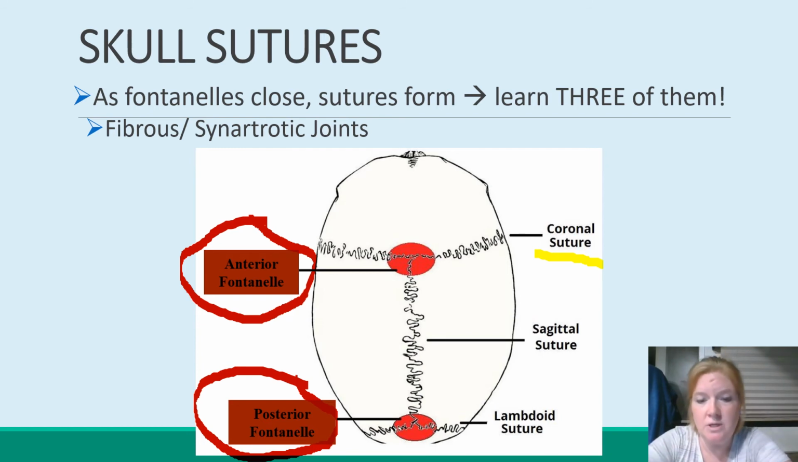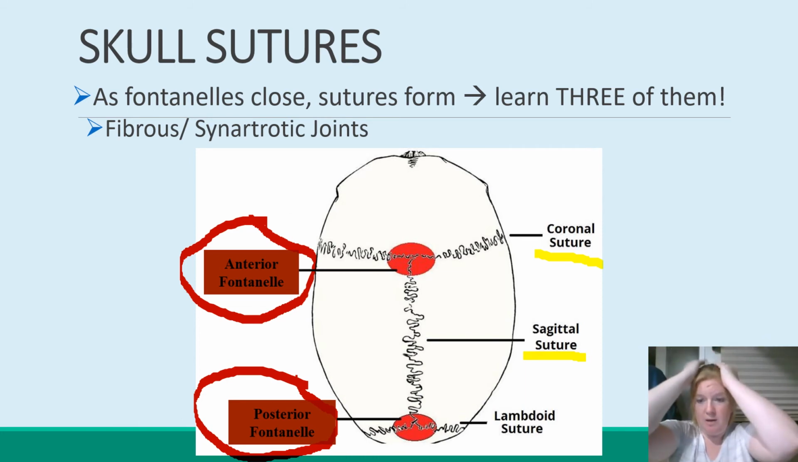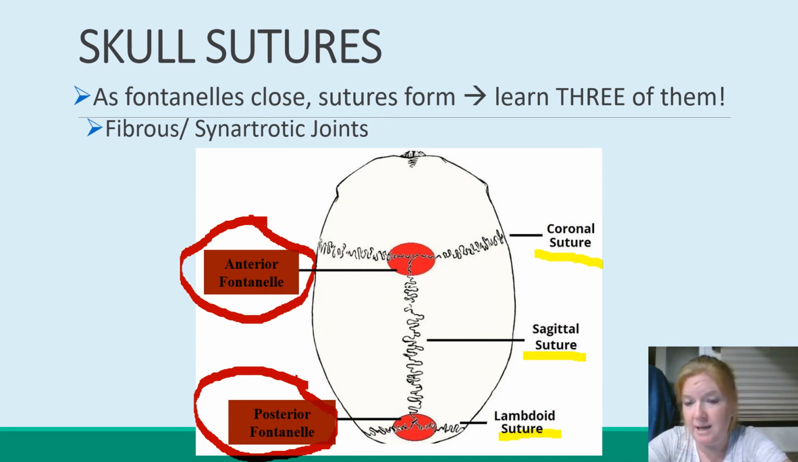The next one you need to learn is the sagittal suture. So just like a sagittal plane like this, and the sagittal suture forms between the 2 parietal bones. And then finally, we have the lambdoid suture. Again, these are not the only sutures, they're just the 3 I'm having you learn. And the lambdoid suture is between the parietal bones and the occipital bones. So that is toward the back.